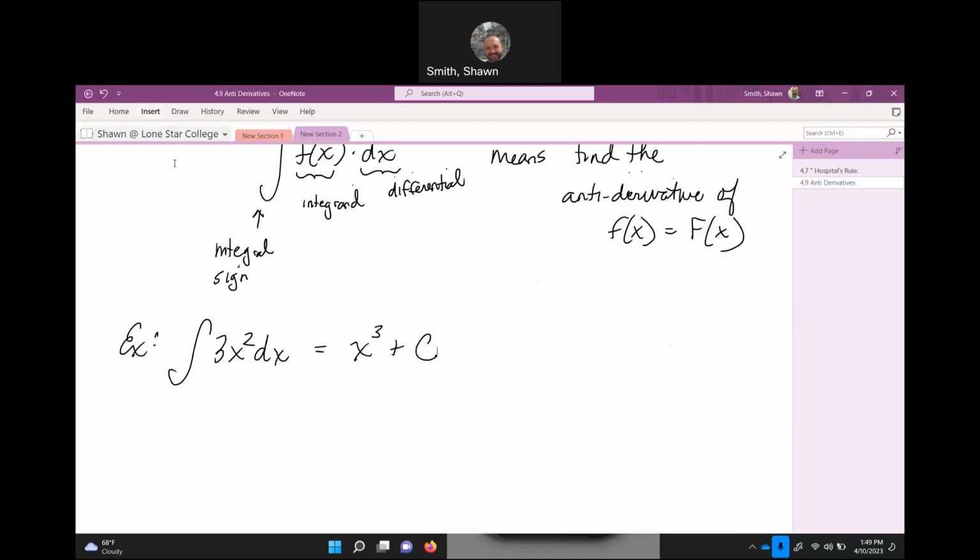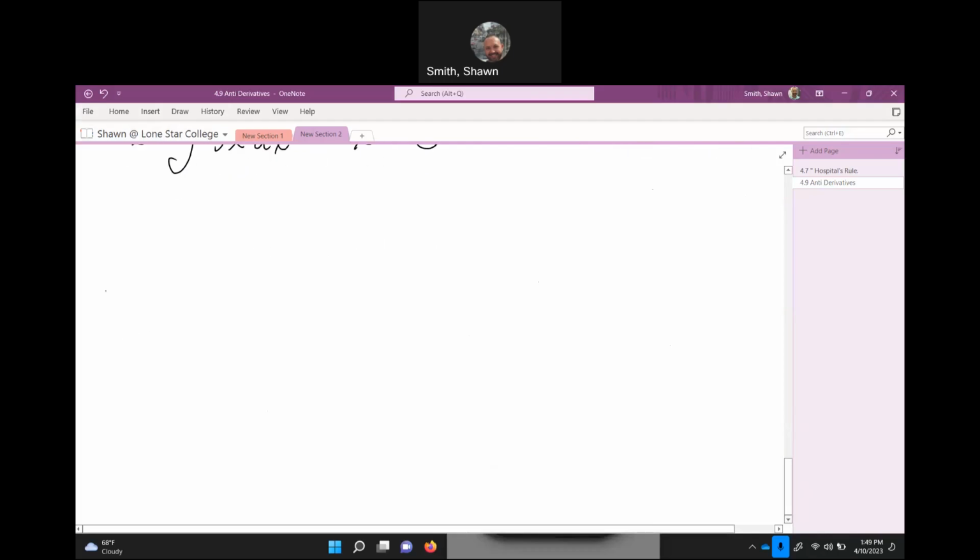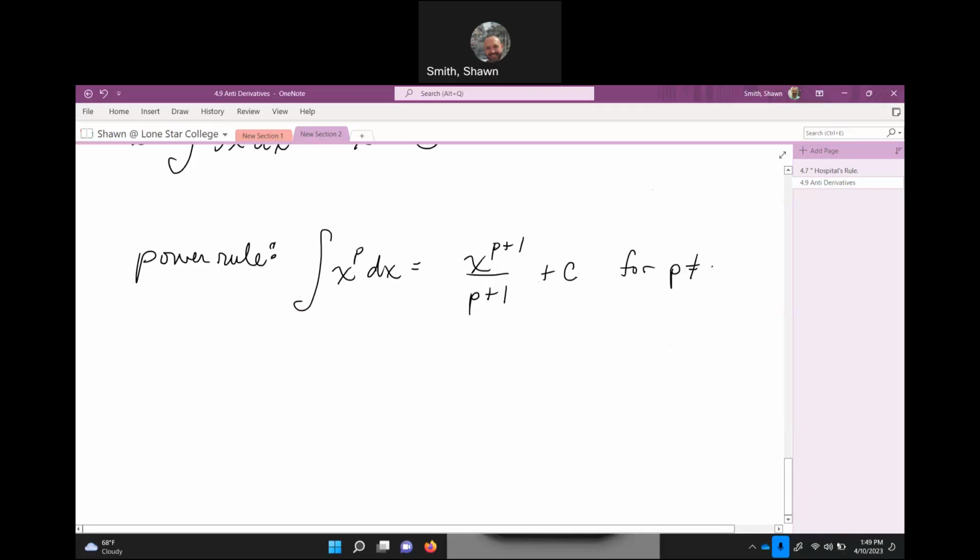All right, so I'm just going to write out what's called the power rule in reverse, in a sense, the actual format. You already know it, but just so you have it in your notes. The integral of, say, x to the p power dx is equal to x to the p plus 1 over p plus 1, plus your constant c, for p not equal to -1.